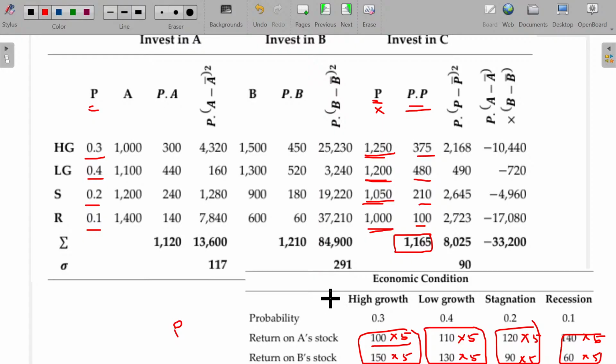Is that clear? Now again you have to calculate what? You have to calculate the standard deviation. Standard deviation being x minus x bar to the power 2 multiplied with the probability and take the summation.